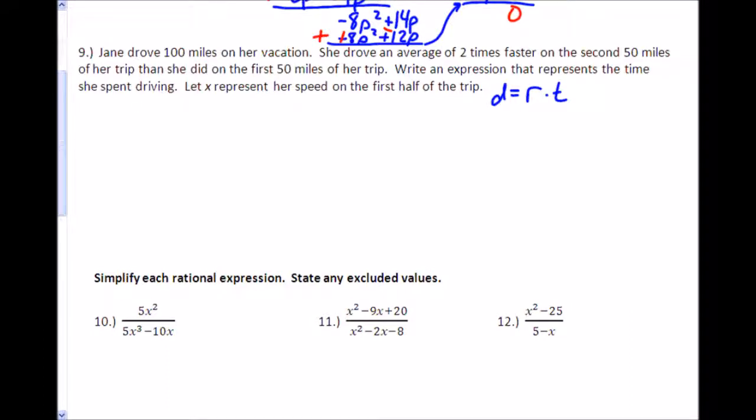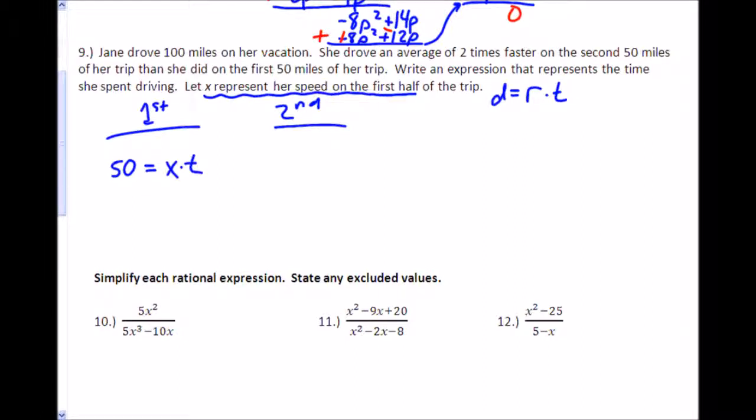And we're going to basically split this into the first half of the trip and the second half of the trip. Okay, so when we think about her first half of the trip, it tells us she went 50 miles for the first half of the trip, same as the second half, but the distance is 50 miles. The rate, it tells us that x represents her speed on the first half, so x is her speed on the first half multiplied by the time. And again, we don't know the time yet for the first half of the trip.